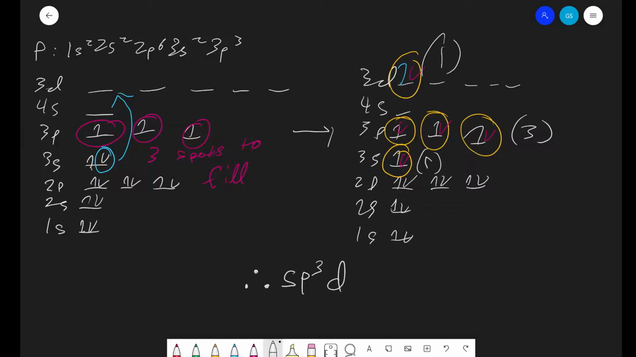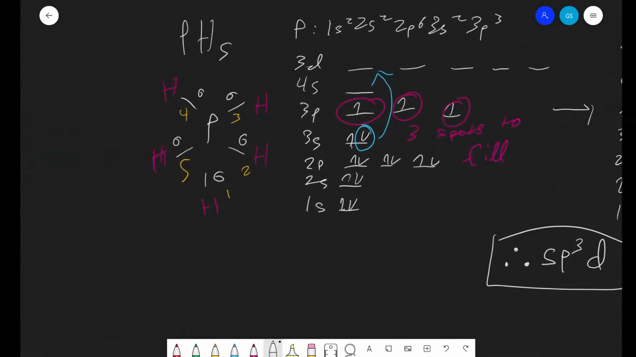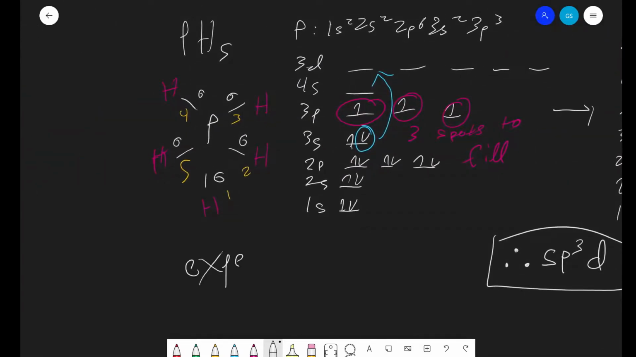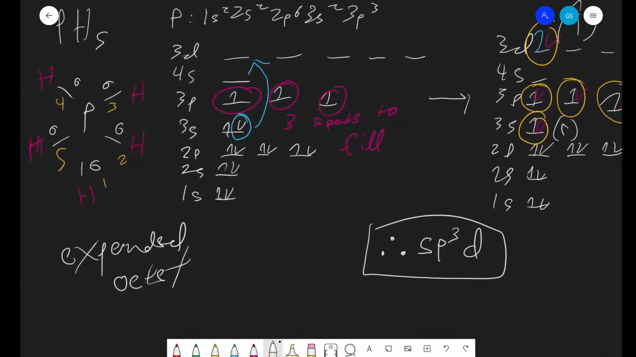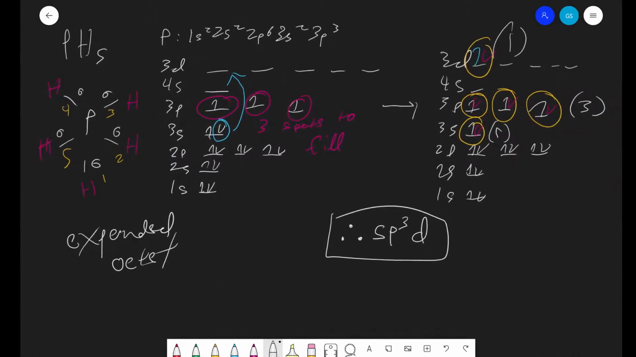Our classification is according to the sigma bonds, right? How many sigma or single bonds are we making? So phosphorus is sp3d hybridized, and this is an example of an expanded octet. So that's really it. We have this expanded octet because elements in the third period and so on have these other orbitals that we may not necessarily think about, but they still exist. They're there, and so we can move those electrons to those orbitals to achieve the bonds we need to make.